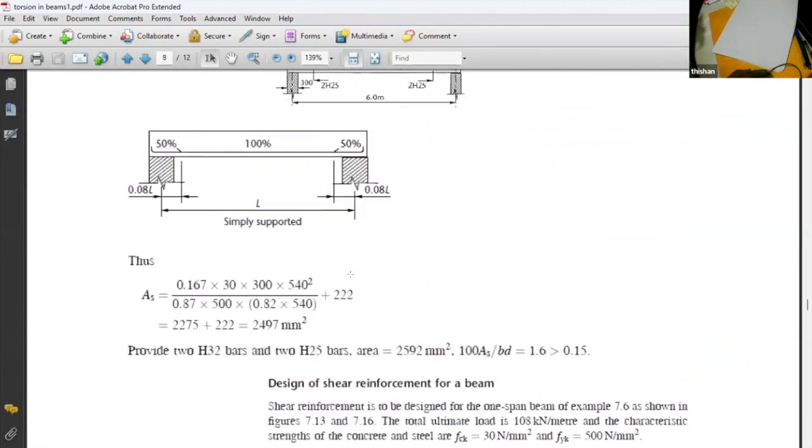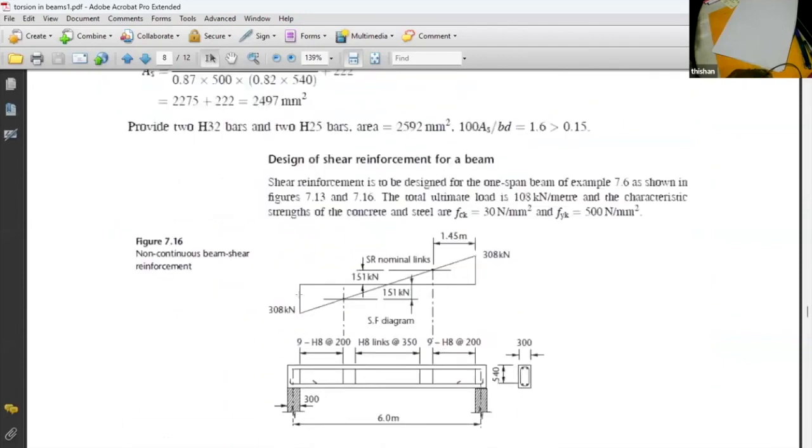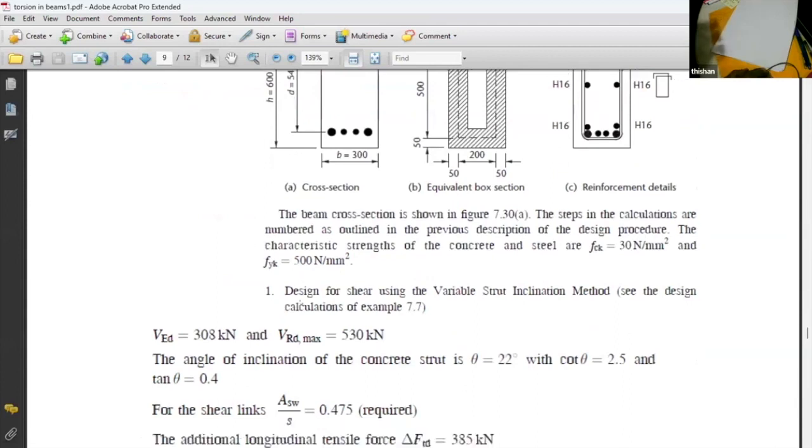If you look at this one, you can clearly see the maximum shear at the face of the column is 308, and shear capacity is 530. To calculate VRd,max, there is an equation given in the code, and we have calculated that value for an angle of 22. Why is this angle of 22 important? It means shear failure is going to happen at 22 degrees. Then torsional failure will also happen at 22 degrees. So when you are substituting for theta, you can now substitute 22.